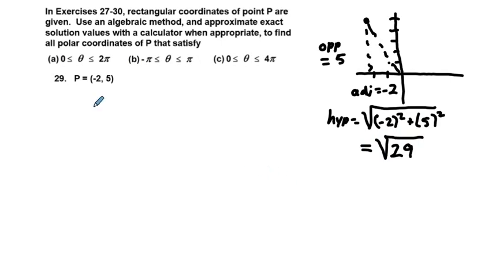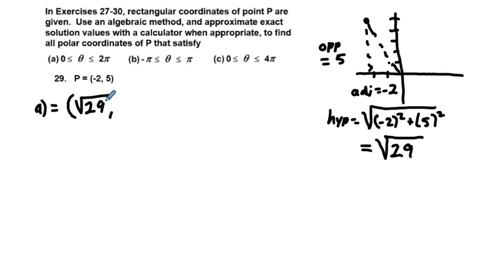So for theta between 0 and 2 pi, put part A right here. So part A, we're going to have square root of 29, comma, and what we have to do is find the right angle here. Now, it says approximate exact solution values with a calculator when appropriate.